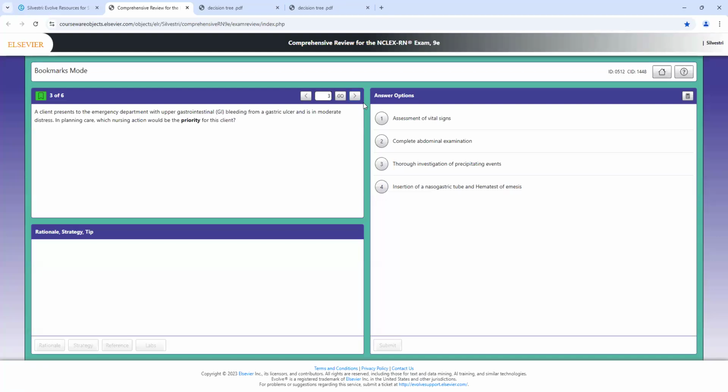Back to our decision tree, okay? So, what is our topic? Our topic is upper GI bleed. Our stem is going to be priority nursing action for GI bleed. That's it. That's all I want you to think about. What is my priority for GI bleed? My topic is GI bleed.